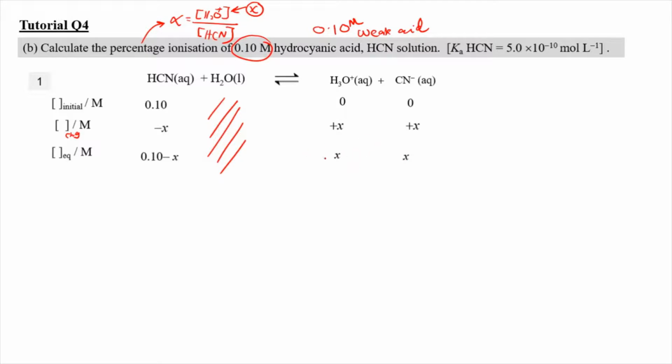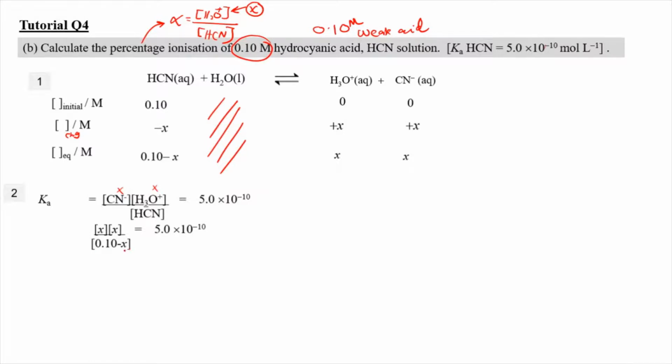And from here, we need to find the value of X by using our Ka. So our Ka is basically the concentration of the product, which is the CN minus, multiplied by the concentration of another product, which is H3O plus, divided by the concentration of the reactant. And this Ka value here is 5 times 10 to the power of negative 10. And then we know that our CN minus is going to be equal to X, our H3O plus is going to be equal to X, and our HCN is going to be 0.1 minus X.